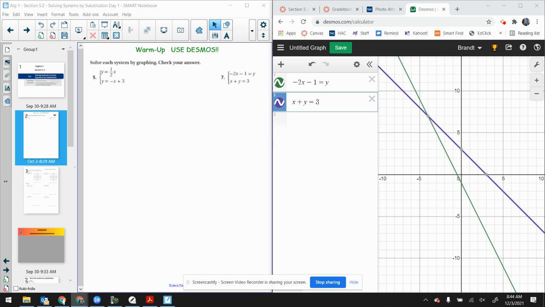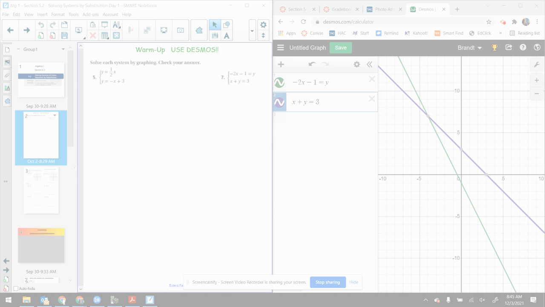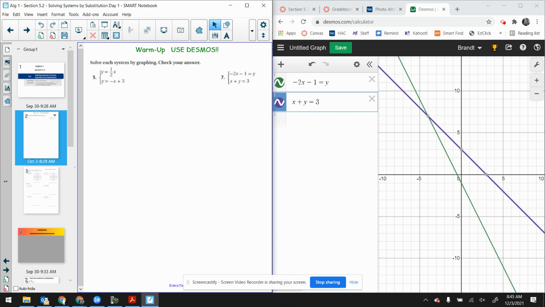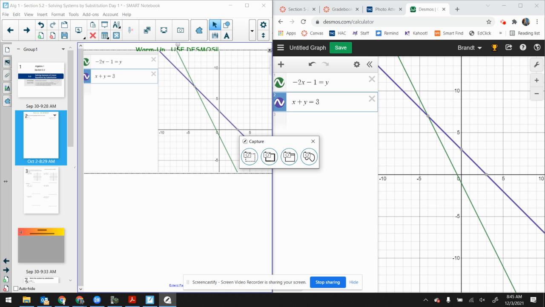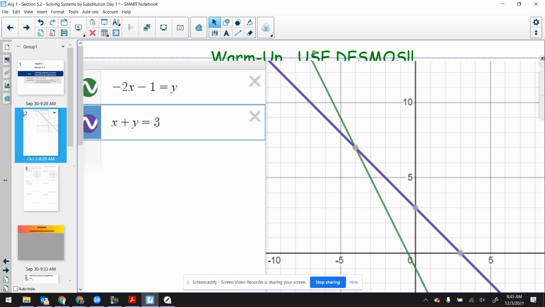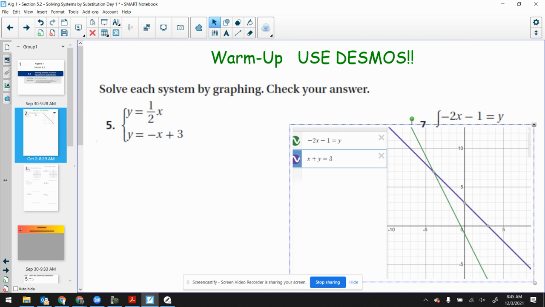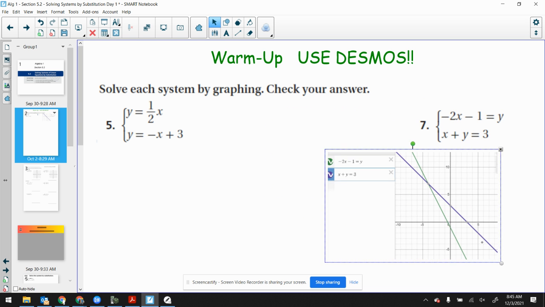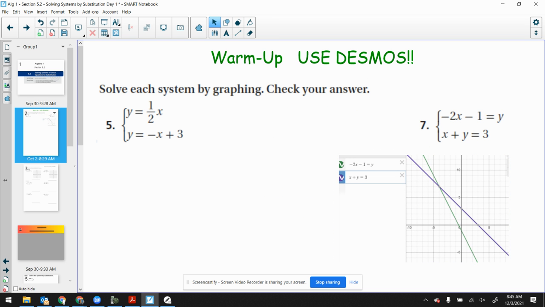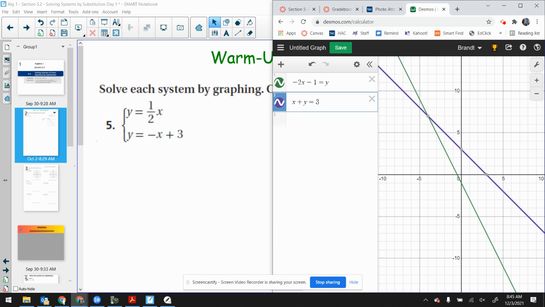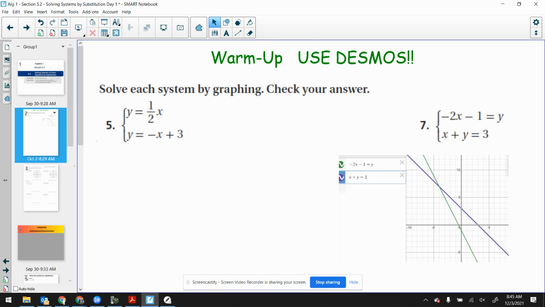I've got x plus y is equal to 3 and for my second one. So I'm just going to screen capture that in so that I have it for the next class as well. Current page. There we go. And let me jump back here. There we go. So it looks like I didn't get it with the point on there. That's okay, though. The point is negative 4 comma 7, right? Negative 4 comma 7. So that's my solution. Negative 4 comma 7.